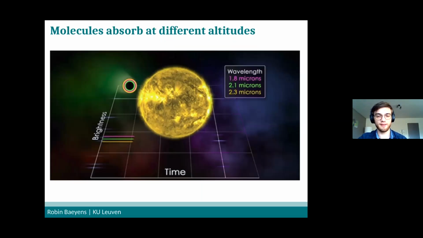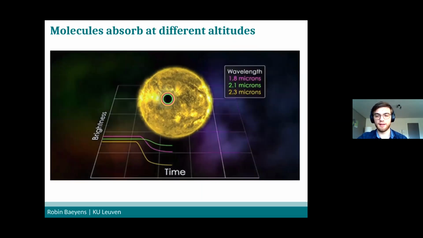If you have the planet, it passes in front of the star. Depending on the wavelength you are looking at, the light curve will have a bigger dip, so a bigger transit depth, or a smaller transit depth. And then you can plot basically the size of the planet or the depth of the transit with respect to the wavelength, and then you have a transmission spectrum. So it's actually not a spectrum in the true sense of the word, because you're not measuring flux, but you're measuring the size of the planet or the transit depth as a function of the wavelength.